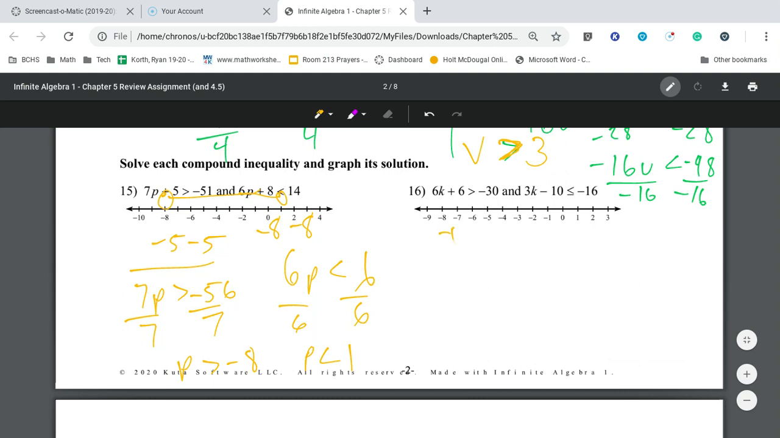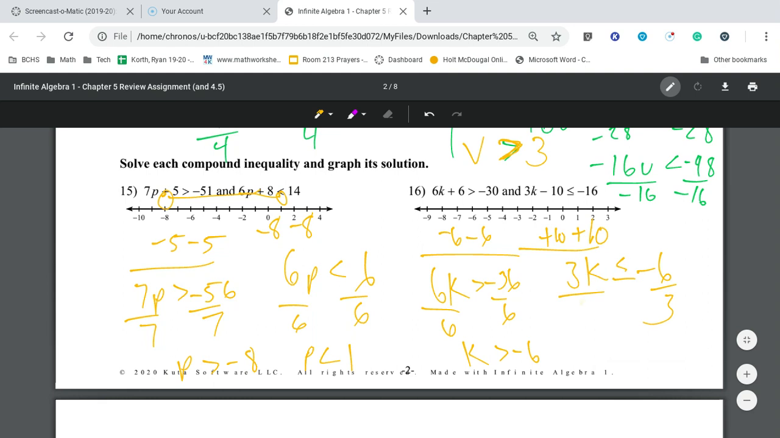Let's see here. Subtract 6. Undo addition with subtraction. 6k greater than negative 36 divided by 6. K is greater than negative 6. Add 10 on both sides. 3k is less than or equal to negative 6 divided by 3. And k is less than or equal to negative 2. So we have to be greater than -6, but less than or equal to -2. Open circle at -6, filled in circle at -2, because only the -2 had the equal to.